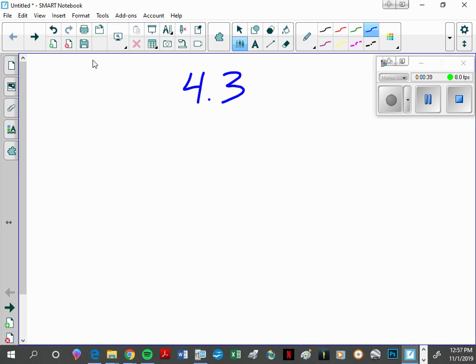So the simplest form of the square root method is x squared is equal to a number, and let's start with like the number 9. What is the answer to this equation? Something squared is equal to 9. And the answer is 3.